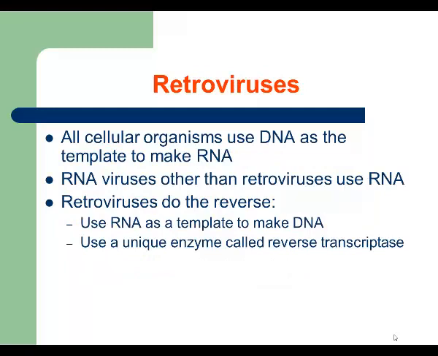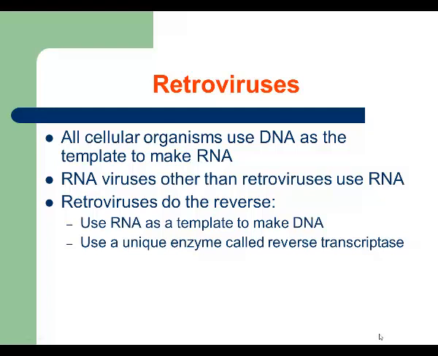The next group of viruses we're going to talk about is retroviruses. An example of retroviruses will be HIV, or human immunodeficiency virus. Why do we call this group of viruses retroviruses? Retro from Latin means backwards. Retroviruses use a very unusual pattern of replication.